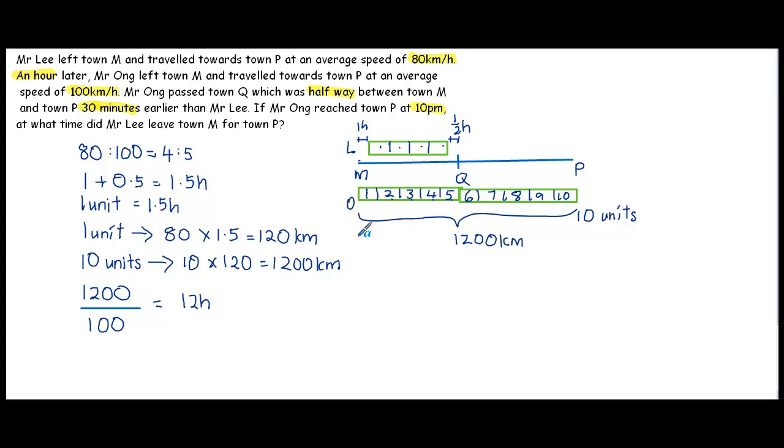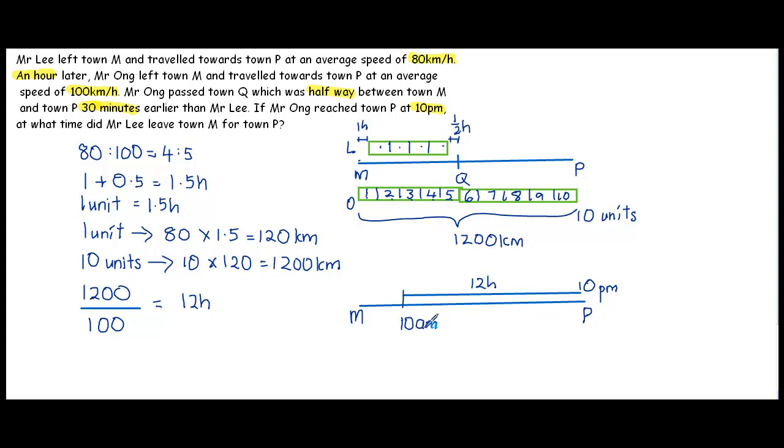Mr. Ong reached town P at 10 p.m. So we can draw another timeline here to show the information. This is M, this is P, and Mr. Ong reached town P at 10 p.m. If he had taken 12 hours to travel, we can calculate the time when he left town M. So if this is 12 hours, Mr. Ong left town M at 10 a.m.